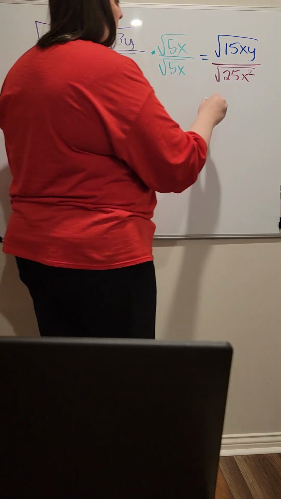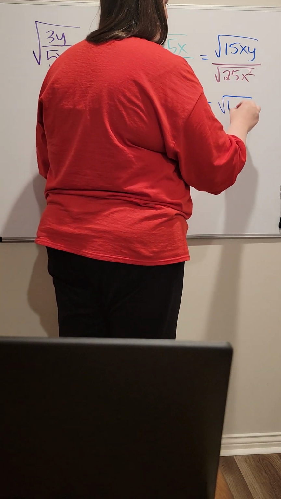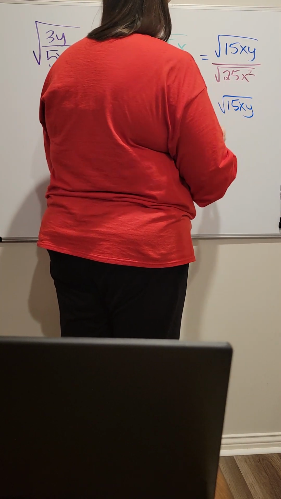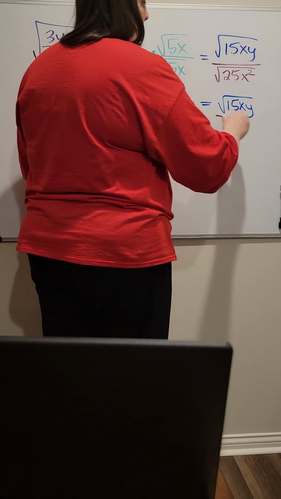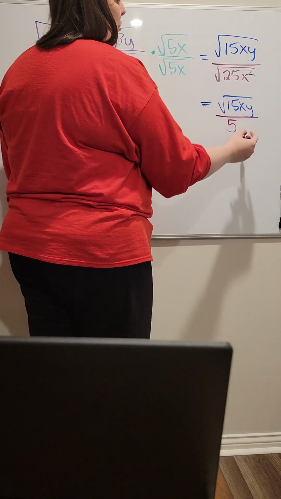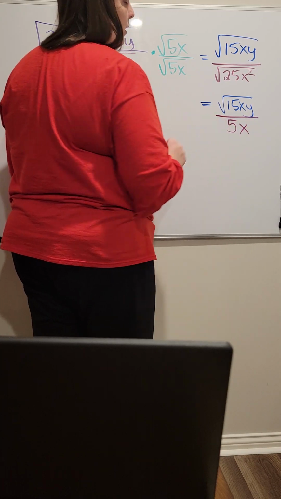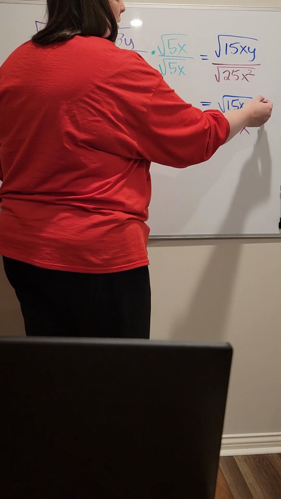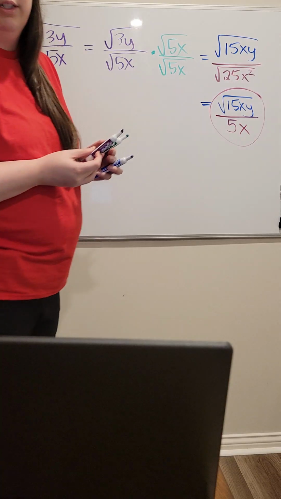So this numerator isn't going to change at all. It just is what it is. If we could simplify it, we would. And then here, the square root of 25 is 5. The square root of x squared is x. So that would be your answer.